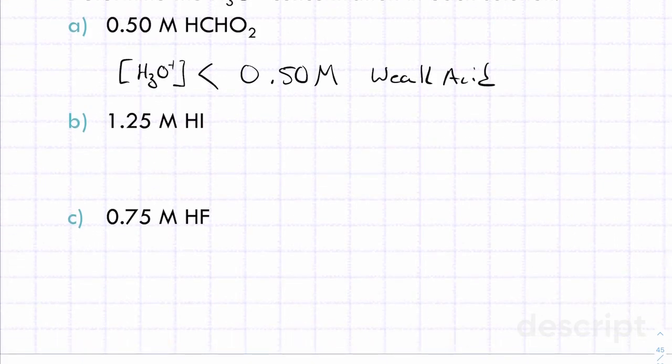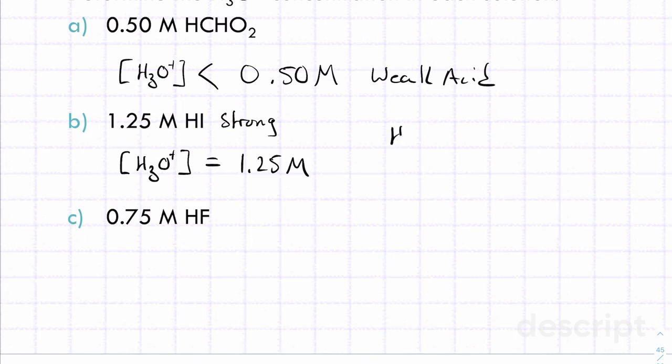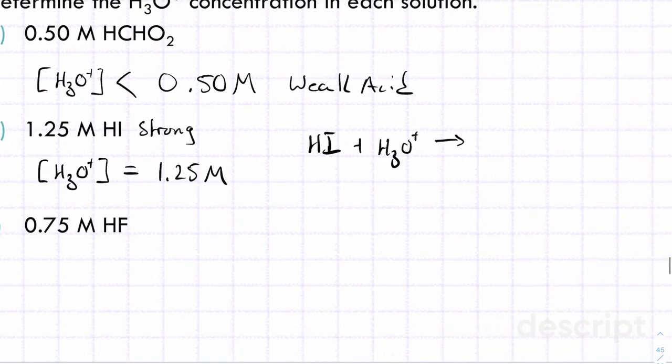So for B, 1.25 molar hydroiodic acid, is it a weak acid or a strong acid? Strong. It's a strong acid. So the concentration of H3O+ will be equal to 1.25, and that's again because it completely ionizes. So for every HI, when it reacts with water, you'll get H3O+ and I minus. So for every one HI, you get one H3O+.